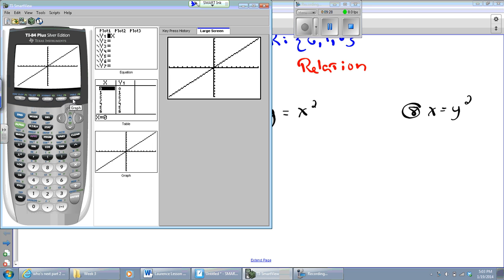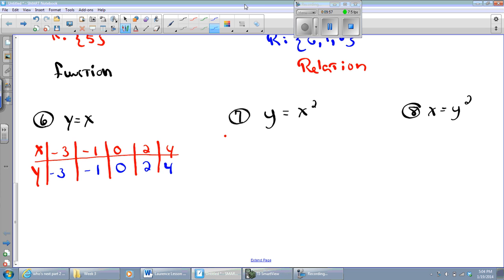Okay. Look at my table over here. It shows up, see this table, 0 to 0, 1 to 1. I don't think there's going to be any way that the same x can go to more than one y. If I really wanted to, I could trace and then move along. See, I'm only getting one value for y no matter where I go. All right, so I'm pretty convinced this is a function.